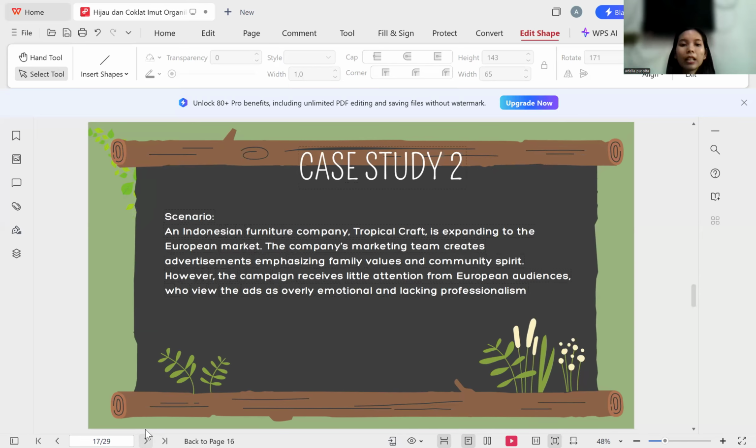Okay, next we're going to talk about case study number 2. The scenario of this case study is that an Indonesian furniture company, Tropical Craft, is expanding to the European market. The company's marketing team created an advertisement emphasizing family values and community spirit. However, the campaign received little attention from the European audience, who viewed the ads as overly emotional and lacking professionalism.